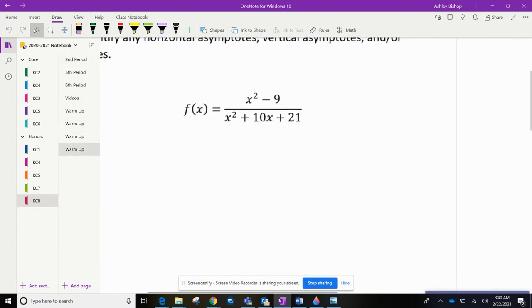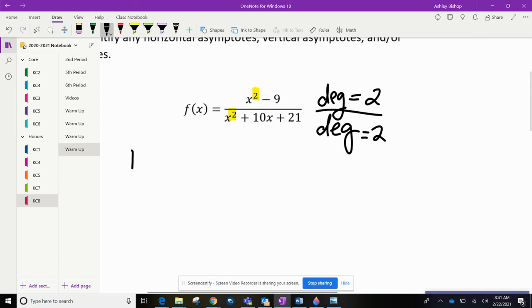So before I factor this, I'm just going to look at the degree on top. The degree on top here, I hope you agree with me, is 2. Remember, the degree is the biggest exponent. So the degree on top is 2. The degree on bottom is also 2. We take the biggest degree, the biggest exponent. So it's not 2 over 2, I'm just looking at the degree on the top. So for my horizontal asymptote, the degree on the top is equal to the degree on the bottom.